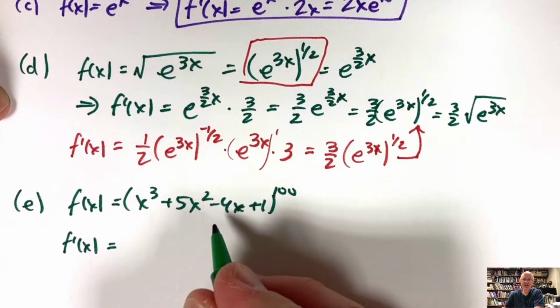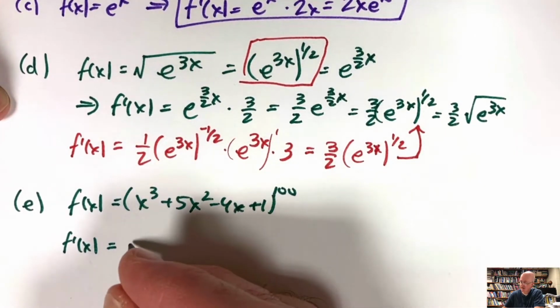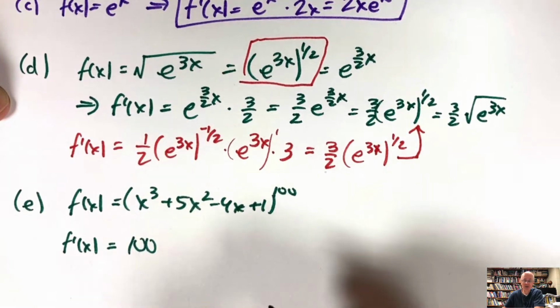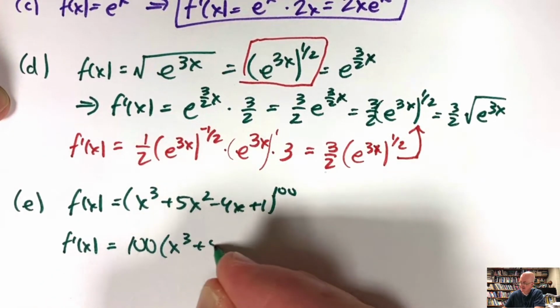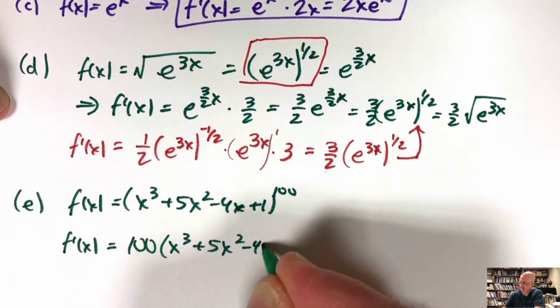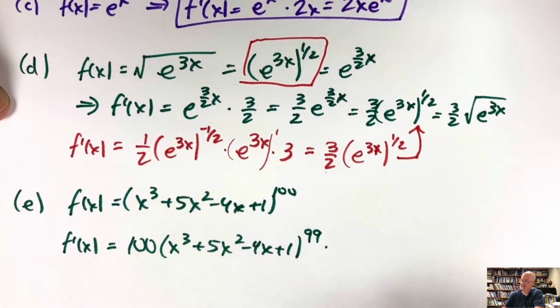What's the outside function again? X to the 100 power. What's the derivative of x to the 100 power? It's 100 times x to the 99 power, but replace x with the entire inside function. This entire thing gets raised to the 99 power. Then multiply times the derivative of that inside function.